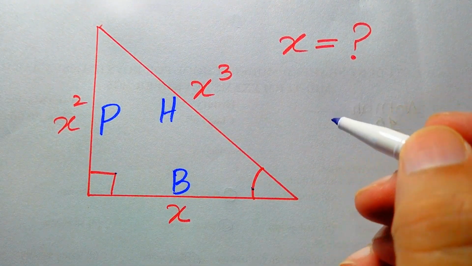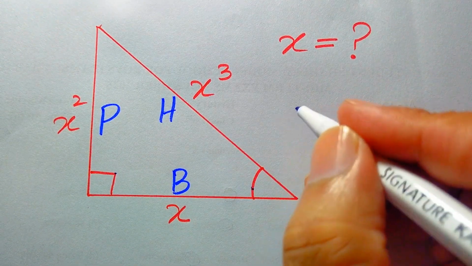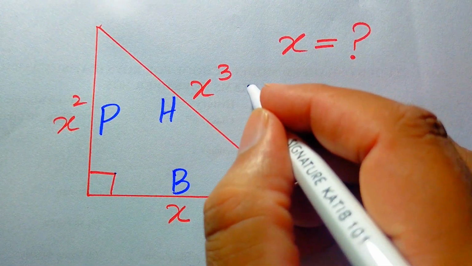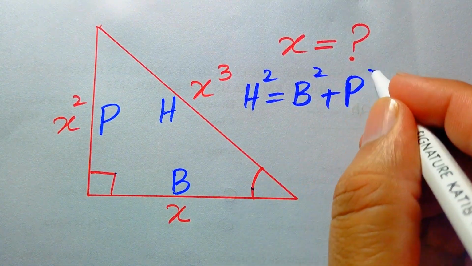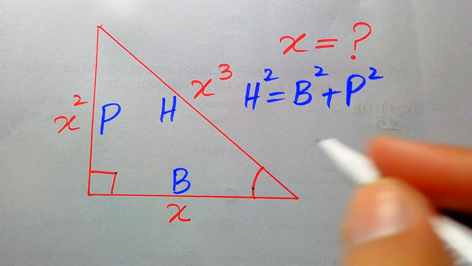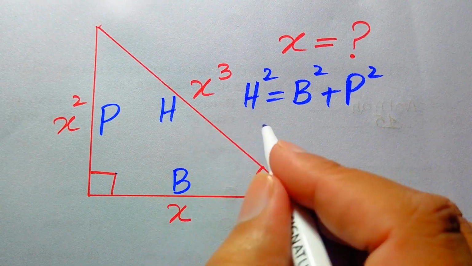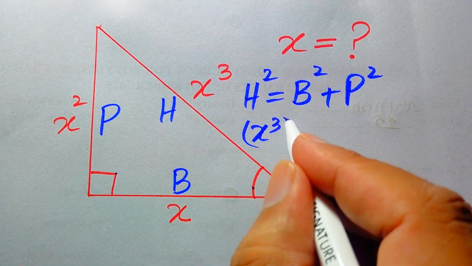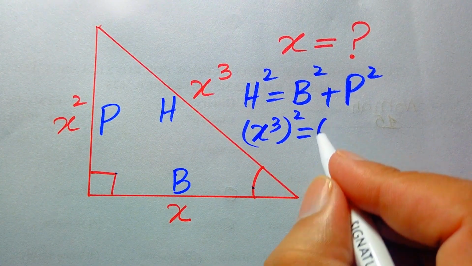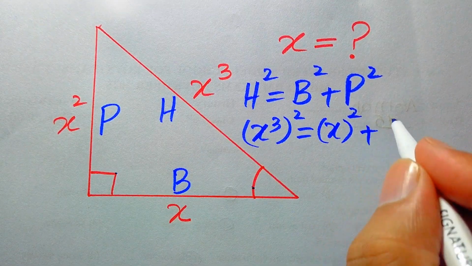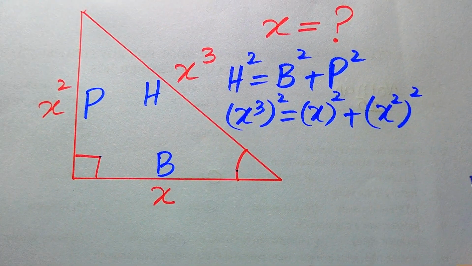And now we state the Pythagoras theorem. We solve this problem with the help of the Pythagoras theorem, which states: hypotenuse squared equals base squared plus perpendicular squared. So here we substitute the values of h, b and p. The value of hypotenuse is x cubed, so we get x cubed, whole squared, equals the base, which is x squared, plus the perpendicular, which is x squared, whole squared.